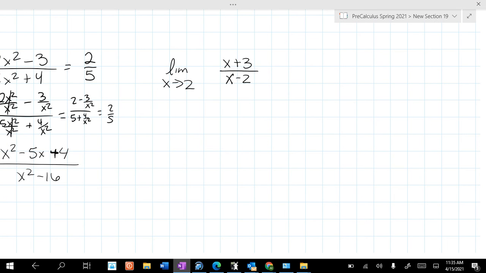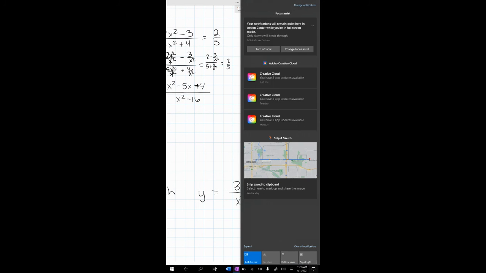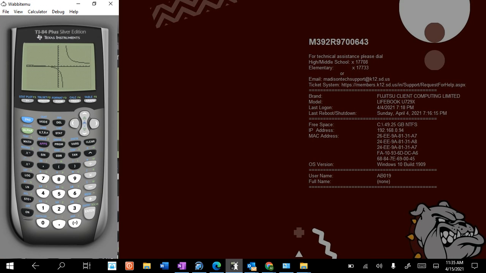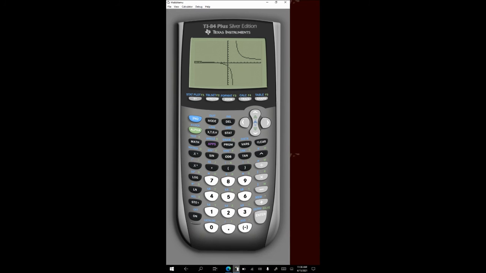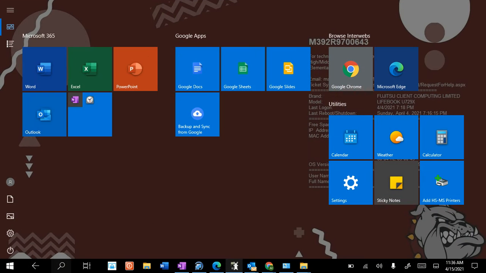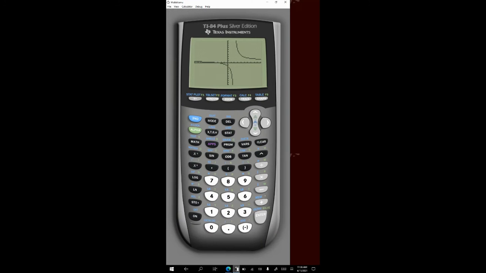So, if we look at the graph, as we're coming from the left, you can see that it goes towards negative infinity. As we come from the right, it goes towards infinity.